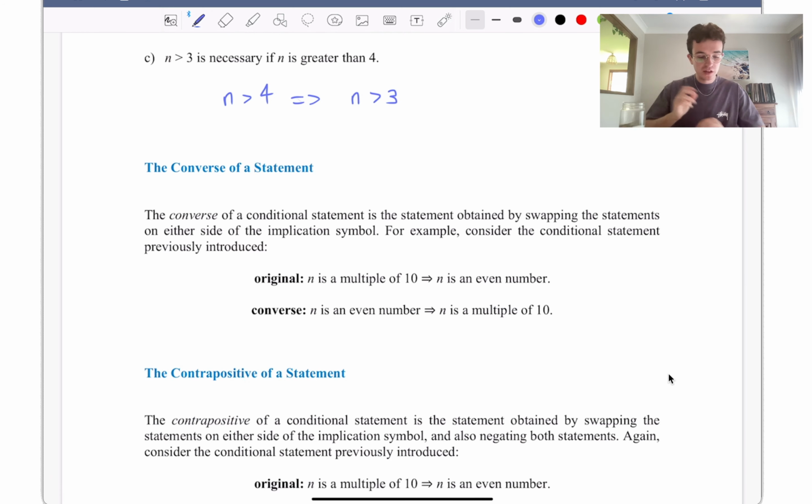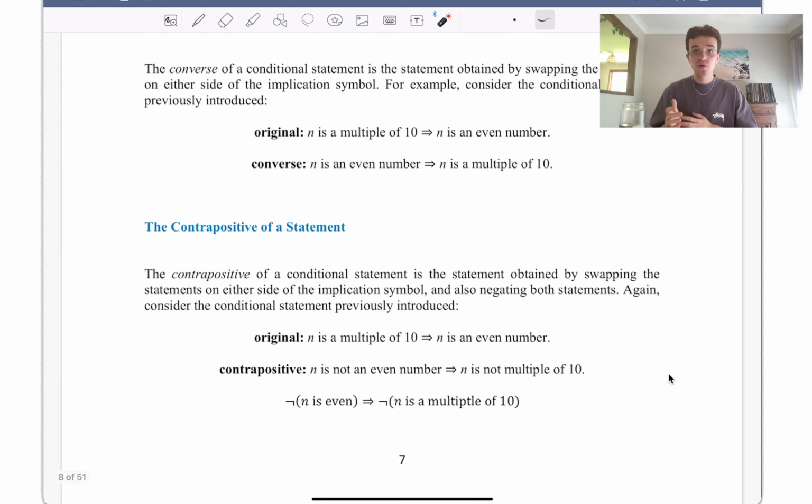Okay, the converse of a statement. The converse of a conditional statement is a statement obtained by swapping the statements on either side of the implication symbol. So for example, if I had the statement, n is a multiple of 10 implies that n is an even number, the converse would be if n is an even number, n is a multiple of 10. So we've literally just taken this and swapped it and put it first.